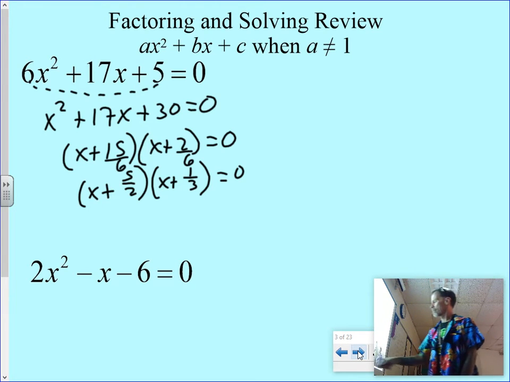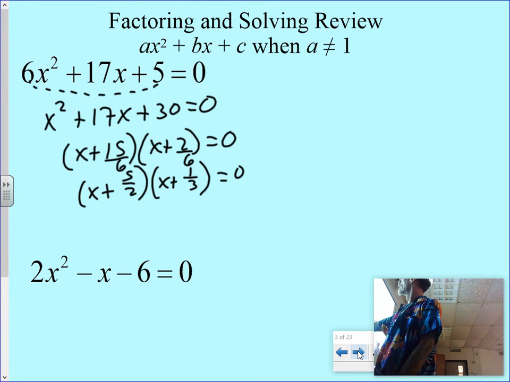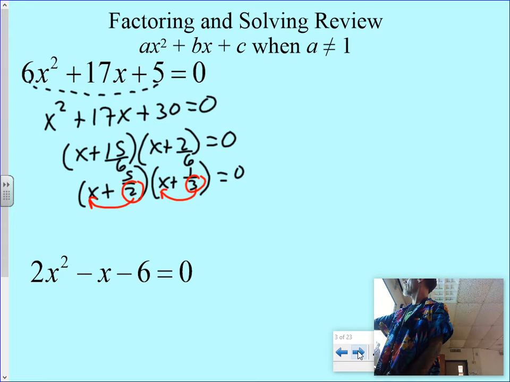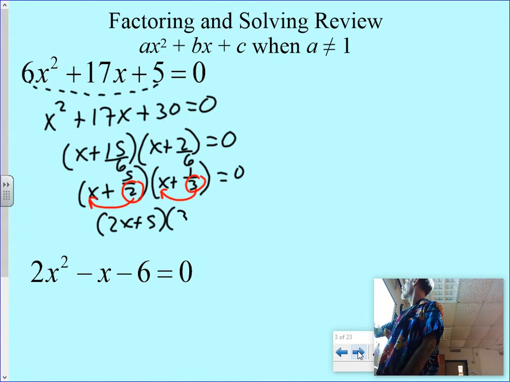So if you have something left over, what we do, this is why some people call this a swing method, because we take that leftover denominator and we put it in front of the x. And if there's a denominator in both of them, then both x's get something in front. So your factored form is going to be 2x plus 5 and 3x plus 1.